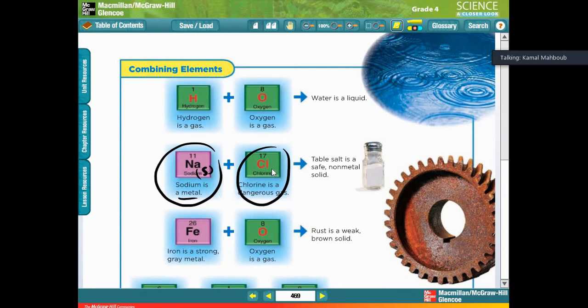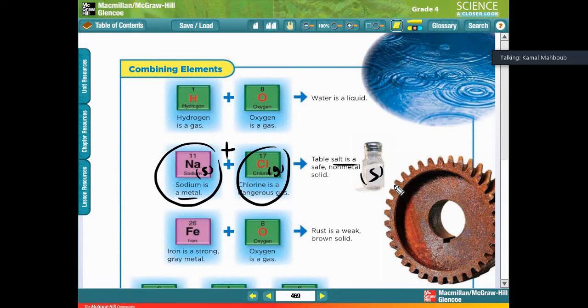What about chlorine? Chlorine is a gas. Chlorine is a very strong and very dangerous gas. If someone smells this chlorine, maybe he will die, because this is very, very dangerous. And this is a yellow gas. Can you see that each one has its own properties? But when we mix both of them together chemically, now we have table salt. Table salt is a new substance that is solid. That is white.